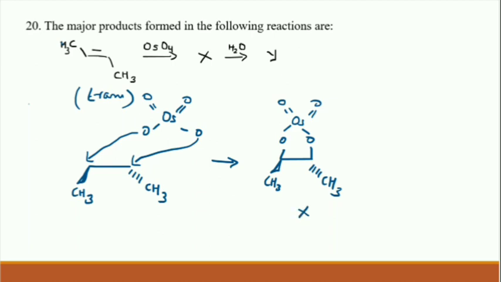Now we have to find Y. Water is added. When water is added, this bond will break, and you will get a diol: CH3 above, CH3 below the plane, with OH and OH. So this will be the product. This is Y.